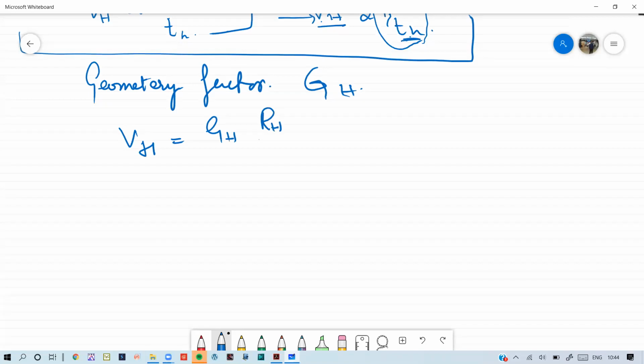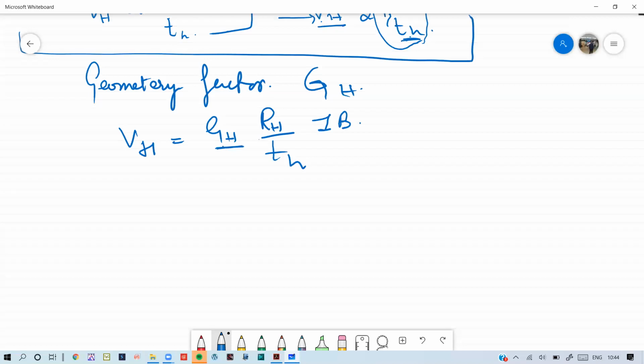What is this? This is the Hall coefficient actually. It's not Hall voltage, not resistance. I into B. Simply, it is derived from the dimensions of the material.